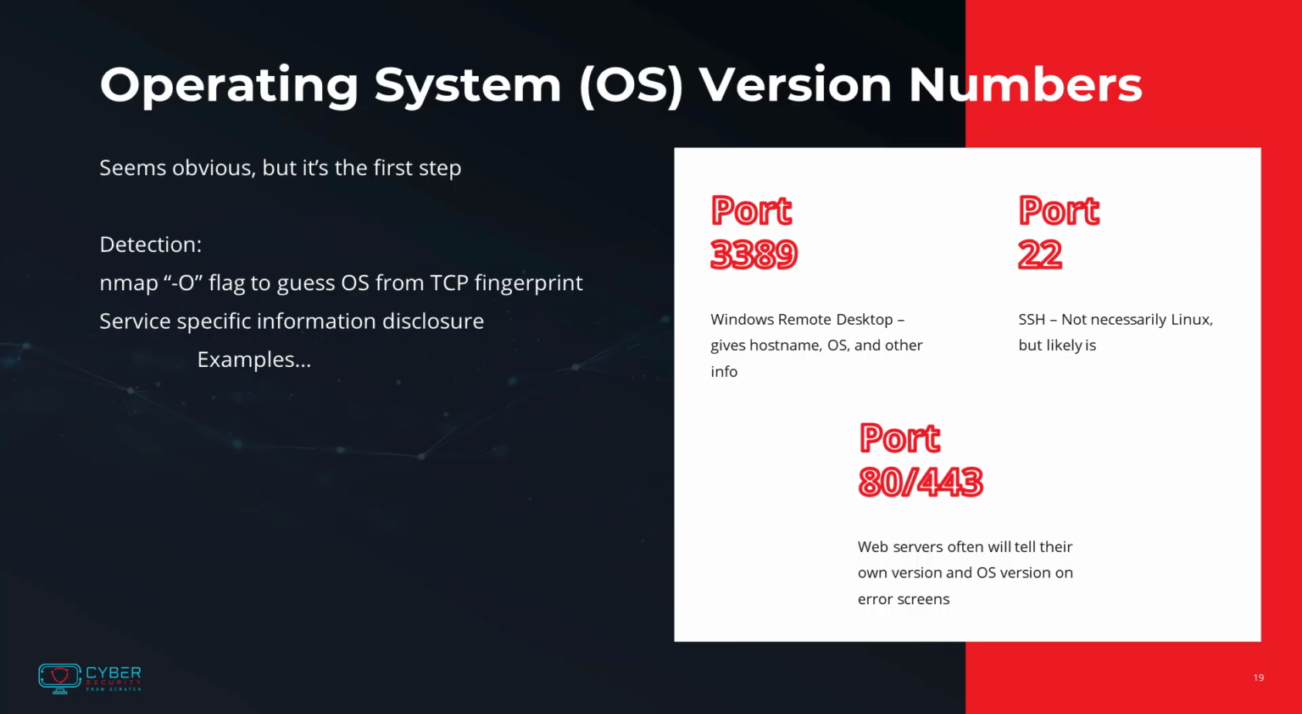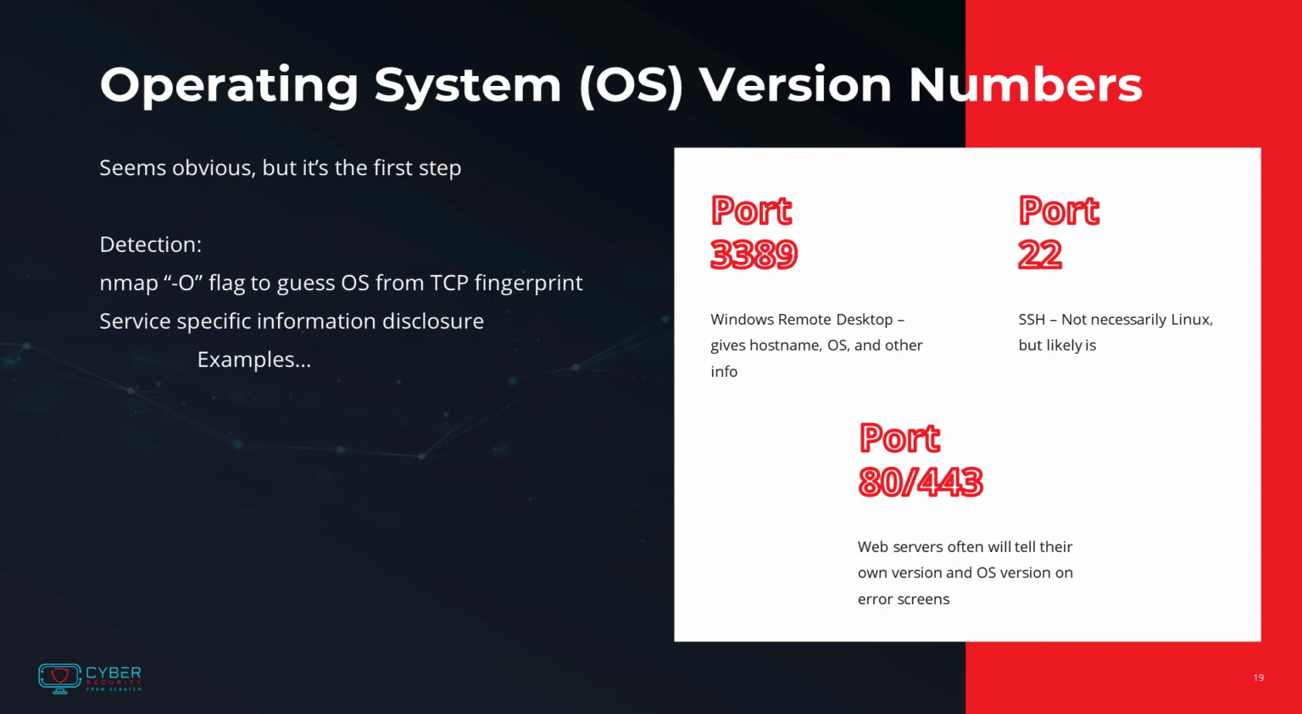One of the first things to do when enumerating a system after a host is discovered is to try to figure out what operating system it's running. It seems pretty obvious, but this is the first step, and there's some nuance to how you can go about it. Now, the Nmap -o flag will try to guess the operating system from the TCP fingerprint, but it's not foolproof. There's also a few ways to use the specific services to disclose information.